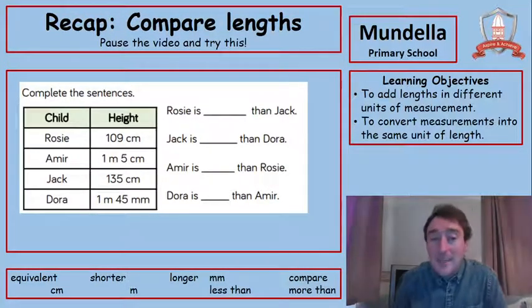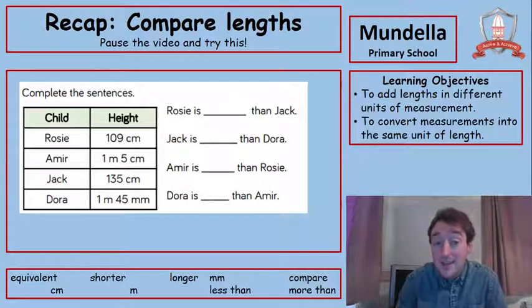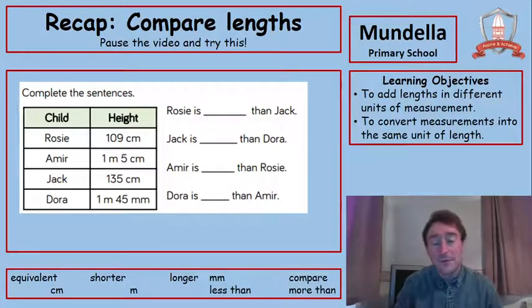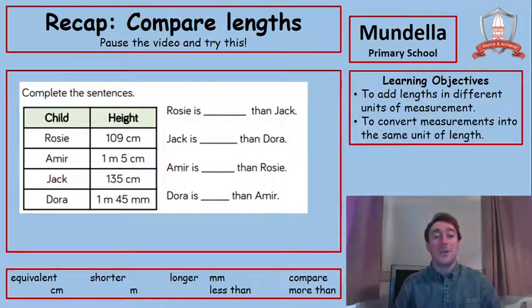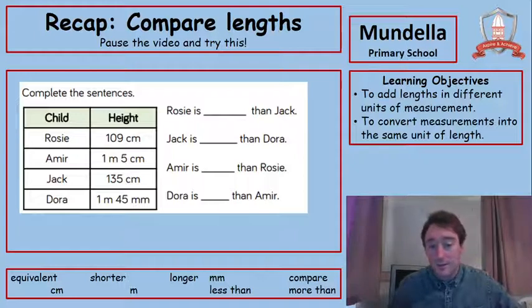So we're going to recap. Yesterday, we were comparing lengths, weren't we? We were saying which ones were longer, which ones were shorter, which ones were equivalent or the same as, weren't we? So let's complete these sentences. Rosie is than Jack. Jack is than Dora. Amir is than Rosie. And Dora is than Amir.